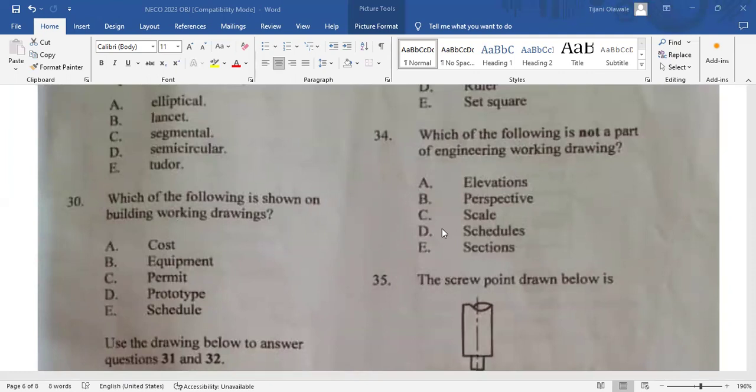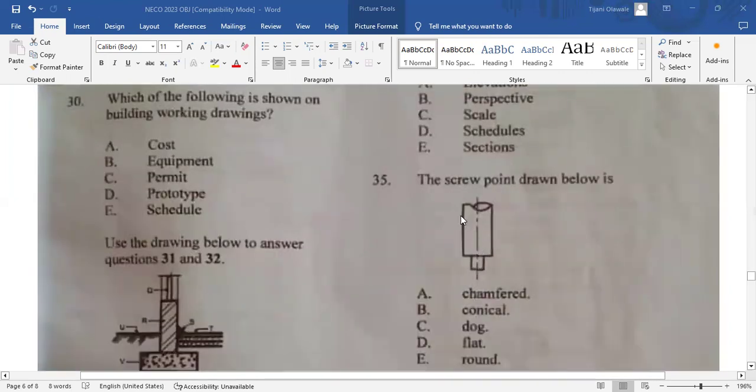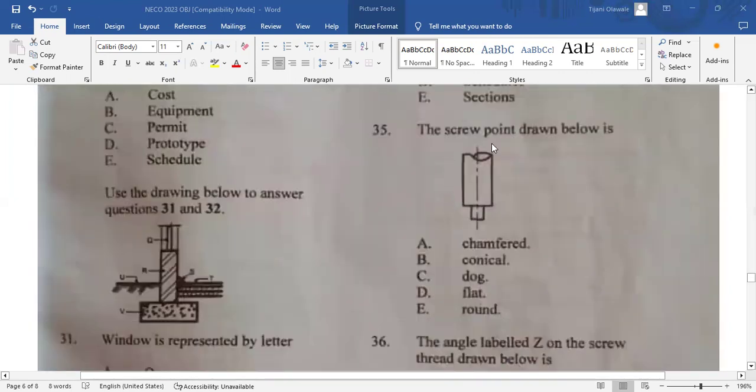So the schedule that we have here is not part of engineering working drawing. We have the elevation, we can make the perspective, we can make use of the scale, then sections, we can also make use of that. Then question 35, the screw point drawn below is a dog. That is option C, a dog.